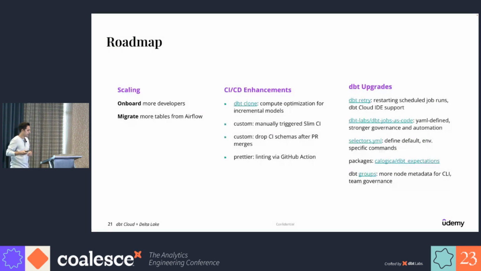And then on the DBT side, I know they've released DBT retry. That's super exciting. Being able to restart failed jobs is super intuitive. Getting that out of the cloud experience as well, that's excellent. There's also this package, DBT jobs as code, so it's more YAML definition of jobs. That's just to provide better governance, versioning, all that stuff. So that's something we're kind of excited about. There's a few other things there that we're exploring as well, but that covers the more important things.